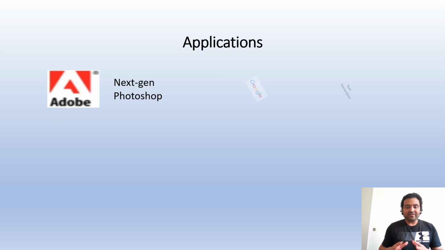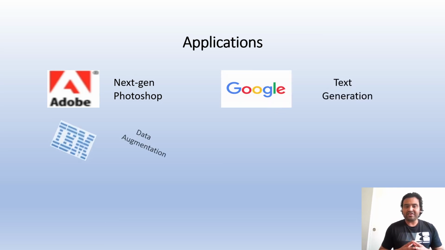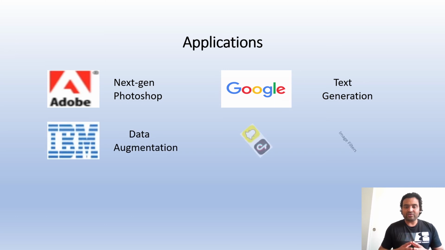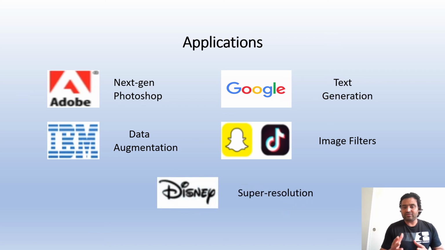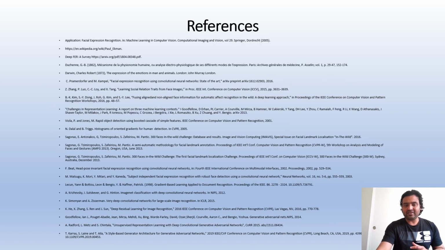GANs are used in very vast domains. Companies use GANs: Adobe for the next-generation Photoshop, Google for text generation, IBM for data augmentation, Snapchat and TikTok for image filters, and Disney for super-resolution images. These are the references.